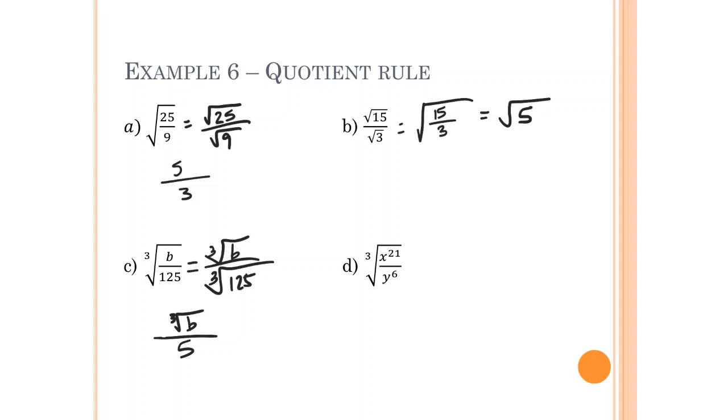All right. And then that last one, again, in its current form, I can't do anything because I can't divide x's and y's. But I can write it as the cube root of x to the 21st over the cube root of y to the 6th. And then I can individually take the cube root of those. That'll give me x to the 7th over y squared.